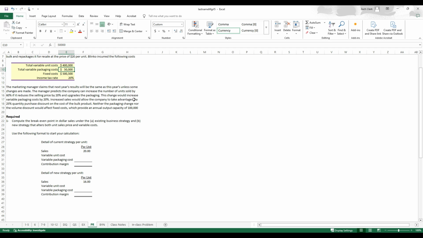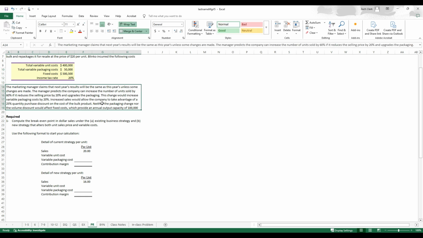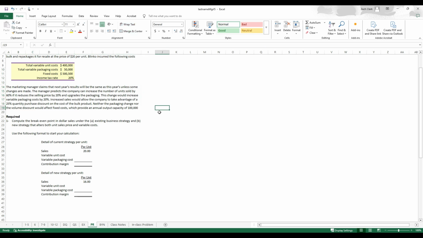Increased sales would allow the company to take advantage of a 25% quantity purchase discount on the cost of the bulk product, since we're selling more. Neither the packaging change nor the volume would affect fixed costs, which provides annual output capacity of 100,000.